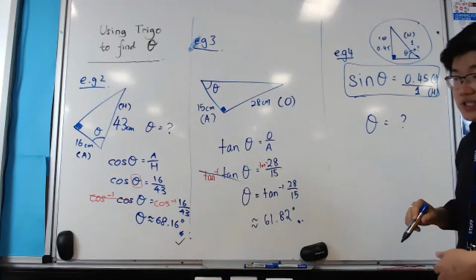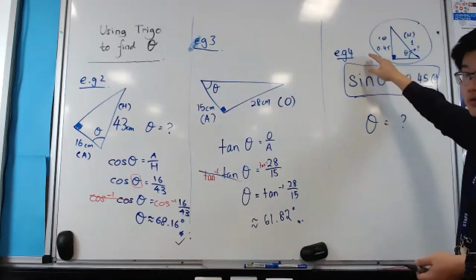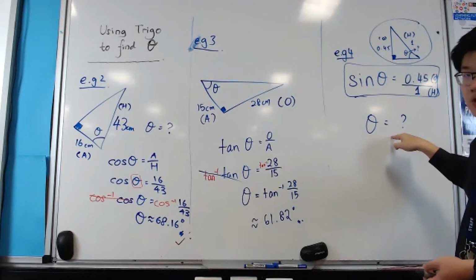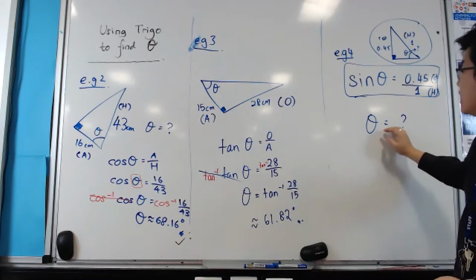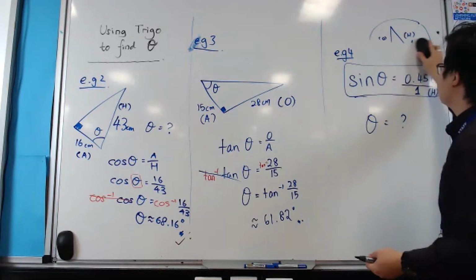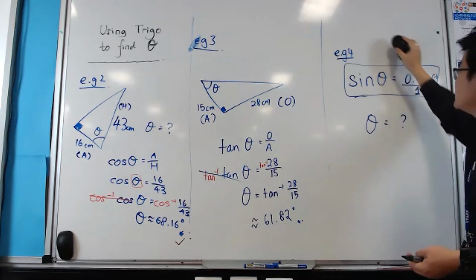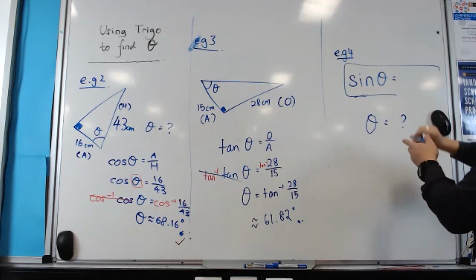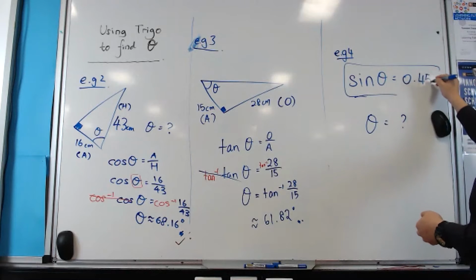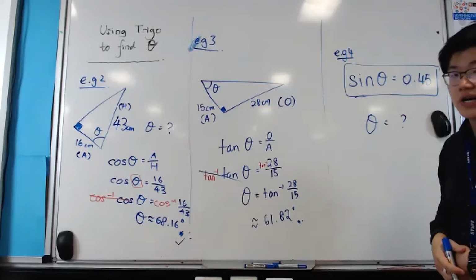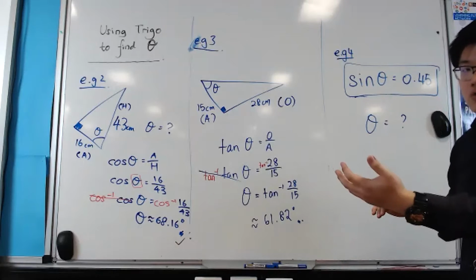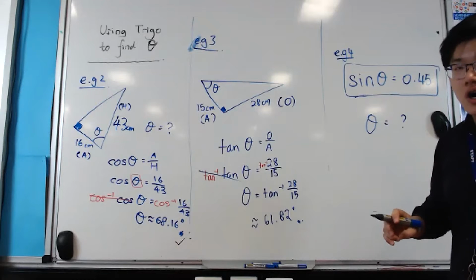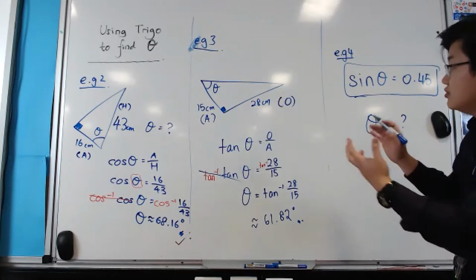Now, I need to tell you this. You don't necessarily need to draw a right angle triangle to find theta. Okay, if the question just asks you to look for theta and they only gave you sine theta equals 0.45, you do not need to draw a right angle triangle. What I did there just now was to show you and also to know your real understanding about Trigo.